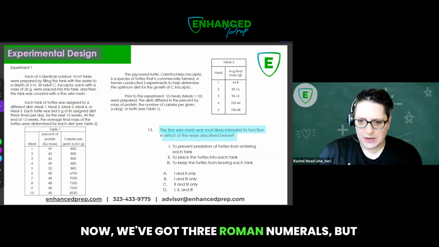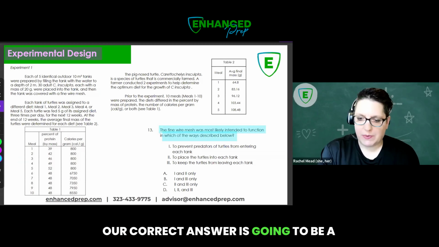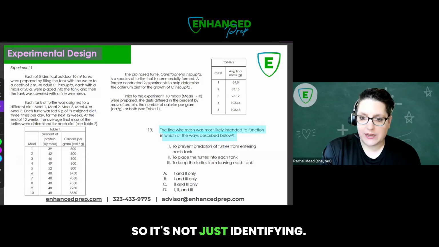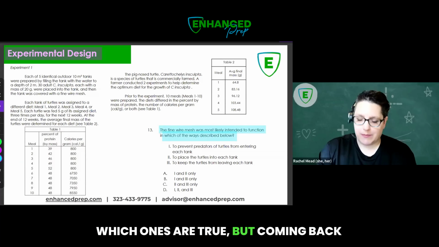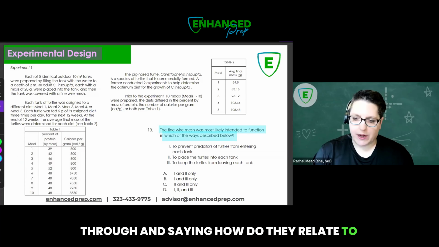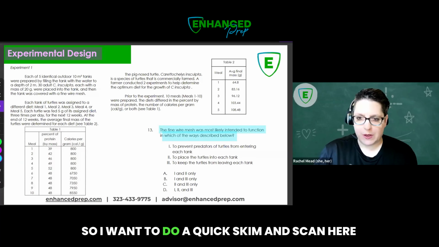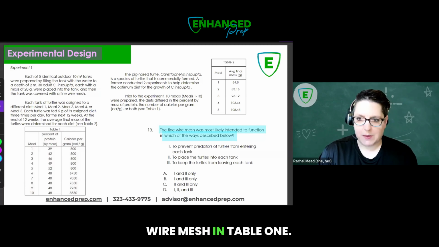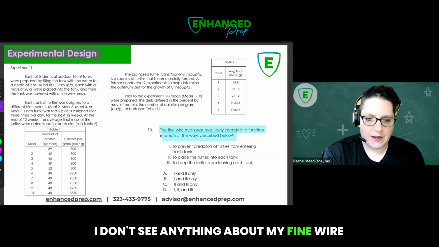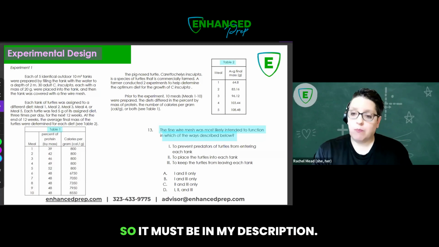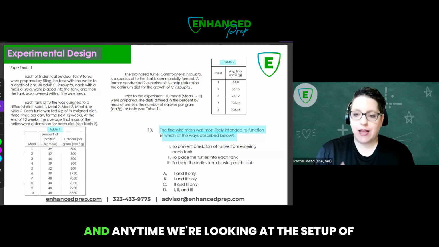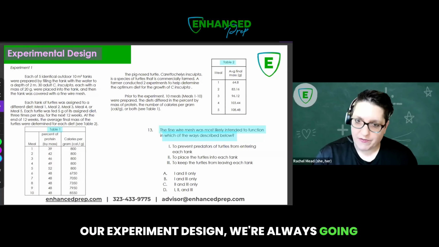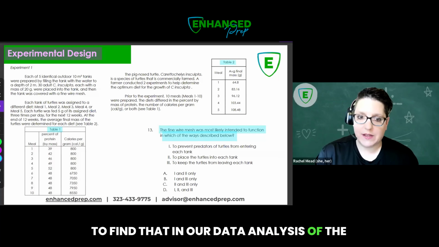Now we've got three Roman numerals, but our correct answer is going to be a combination of these Roman numerals. So it's not just identifying which ones are true, but coming back through and saying, how do they relate to our answer choices? So I want to do a quick skim and scan here. I don't see anything about fine wire mesh in table one. I don't see anything about my fine wire mesh coming into table two, so it must be in my description. And anytime we're looking at the setup of our experiment design, we're always going to find that in the text itself.